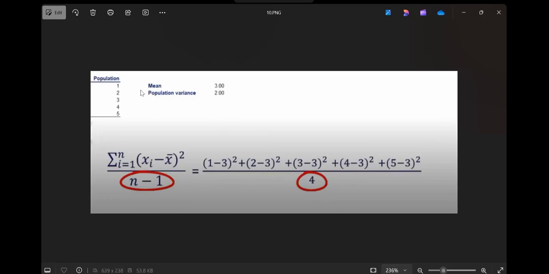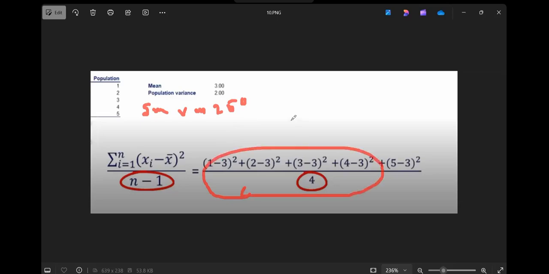So now 1 minus 3 square and so on, everything is the same, but 5 minus 1 equals 4. What is the sample variance output? 4 plus 1 plus 0 plus 1 plus 4 is 10, and 10 by 4 is 2.50. When you solve these equations, I got 2.50. Don't be surprised; this is very simple math.